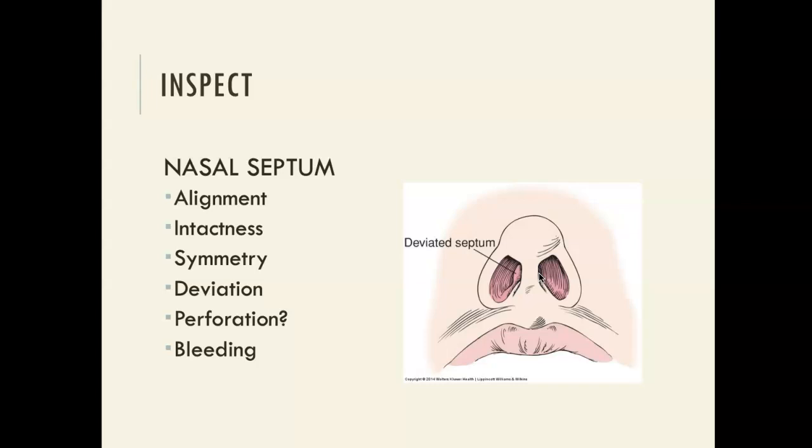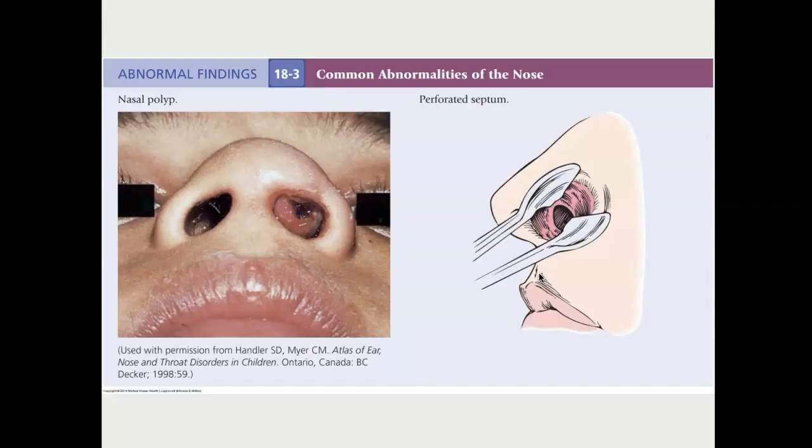If there's any deviation, have they had any history of any fractures? Again, that perforation, if it's a small hole, it might be from a piercing. If it's a larger hole and it's a little further back, that may be due to illicit drug use. And check for any bleeding.